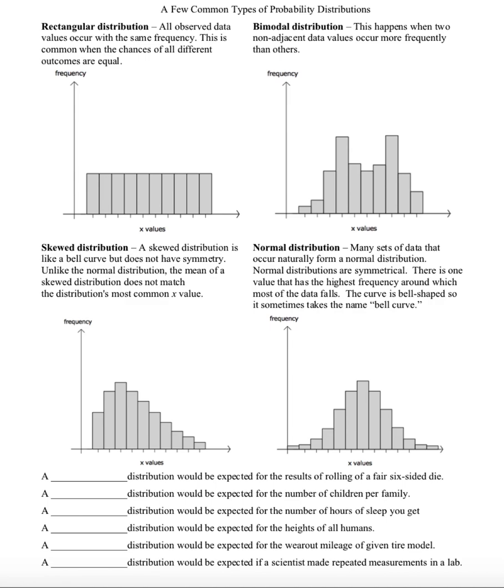Another type of distribution is the bimodal distribution. This happens when 2 non-adjacent data values occur more frequently than others. A common example would be the heights of humans. So, sexual dimorphism is a common phenomenon in biology, where the sexes will display different average characteristics. So we may have a peak for male heights and a different peak for female heights.